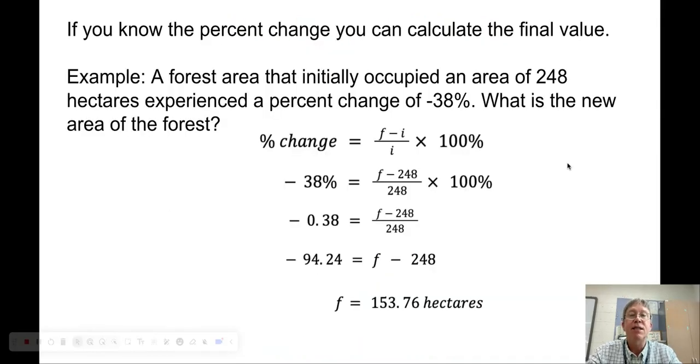All right. Now, one last thing we should point out is that we can use this as a way of making predictions as to what the final or initial value will be. So let's take a look at this one here. Let's say that I have a forest area that initially occupied an area of 248 hectares.